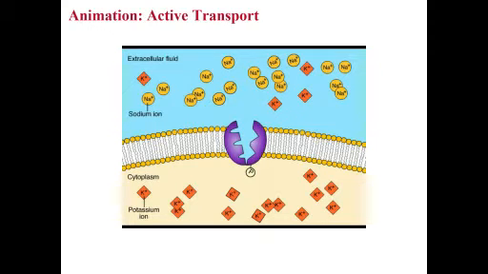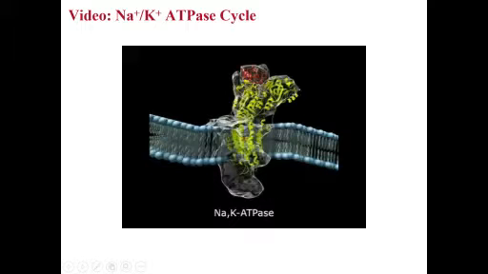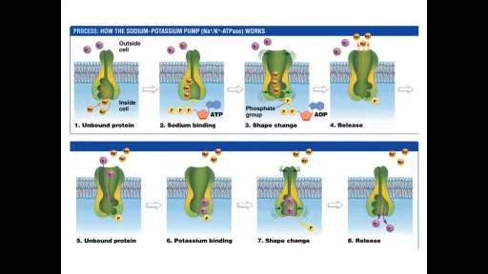Potassium ions now bind to the transport protein, and the phosphate group is released. This causes the protein to return to its original shape, releasing the potassium ions inside the cell. The transport protein is now ready to repeat the process. Alright, so this illustrates the sodium-potassium pump as an animation.